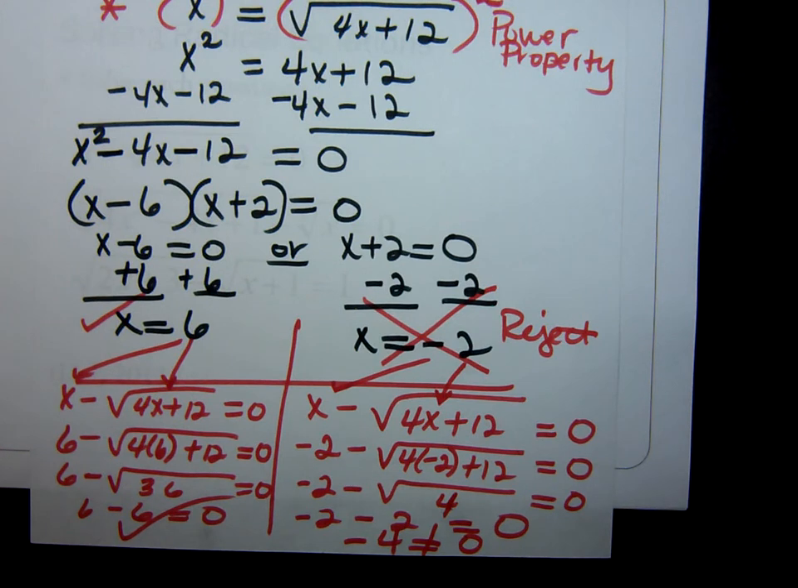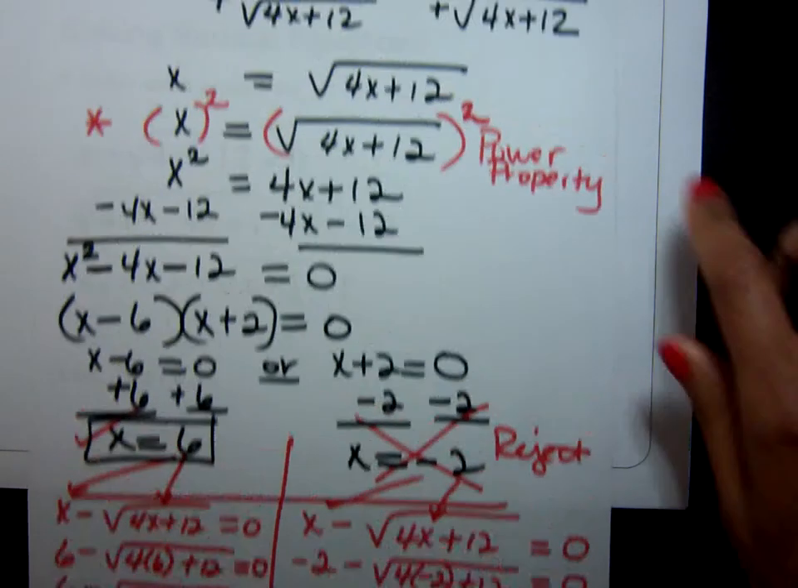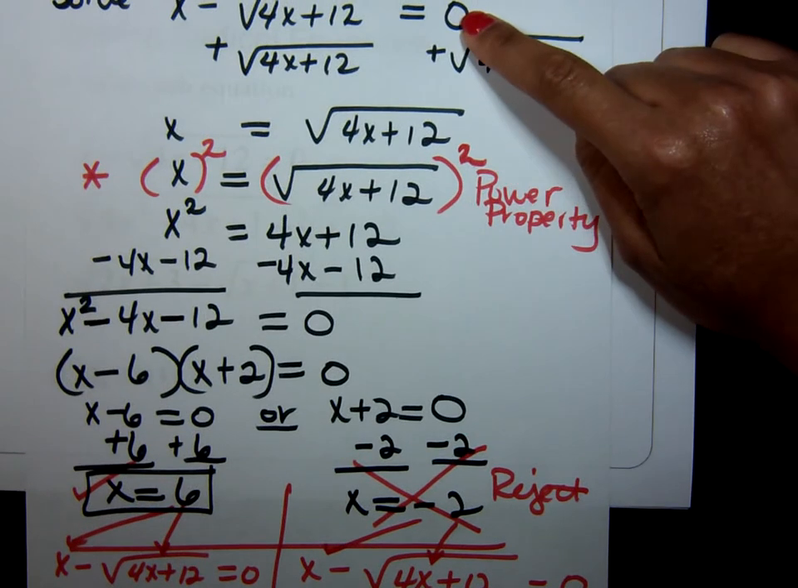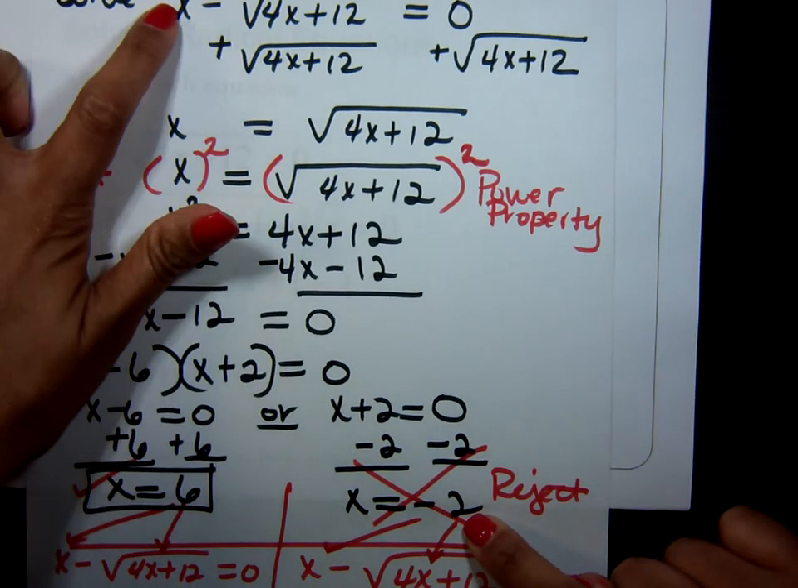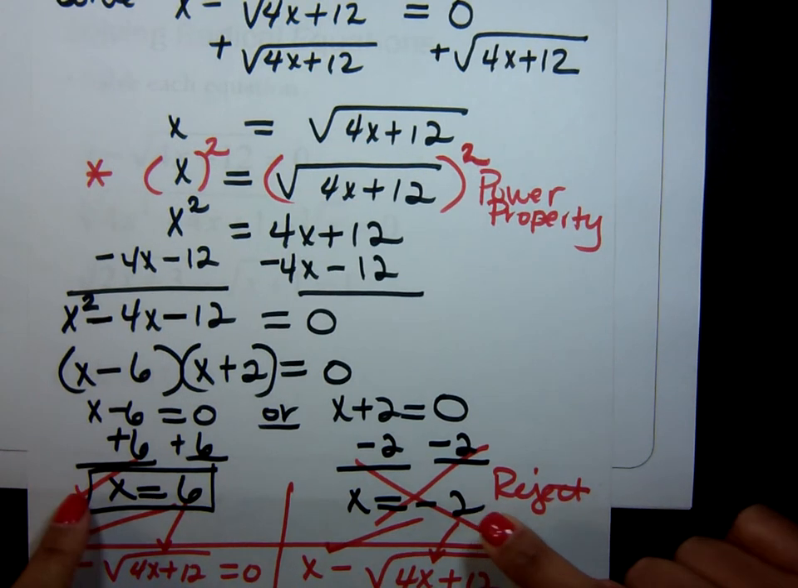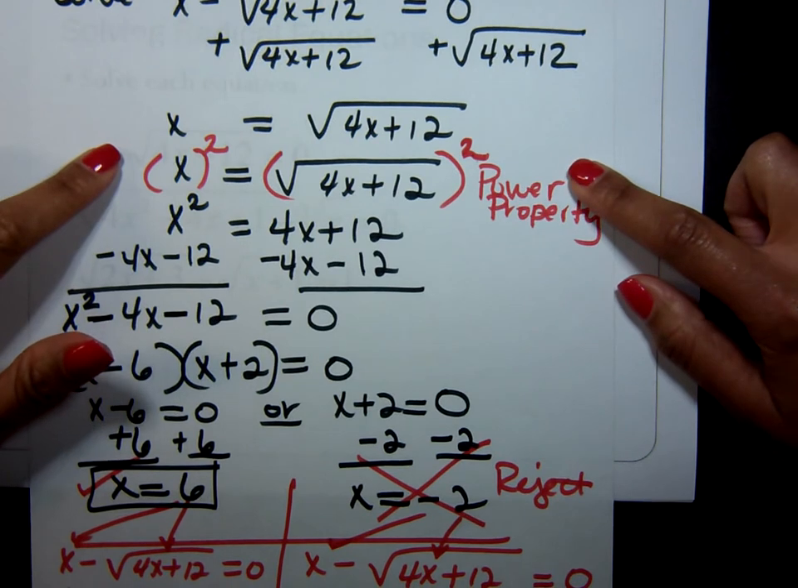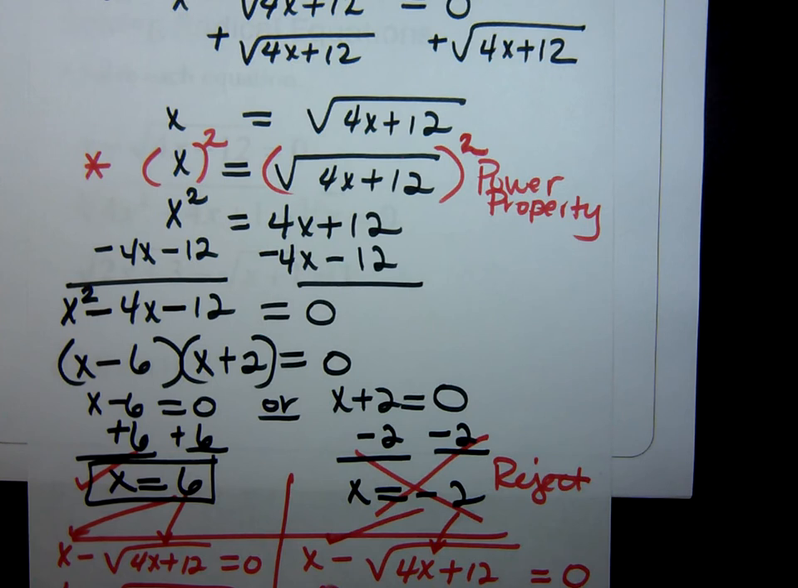Okay? So I only accept one answer, and that is x equals 6. So the only solution to this radical equation is 6. And we see that because negative 2, when substituted back into the original equation, gave me a false statement. So we reject it, and it is not accepted. It's a false solution. And remember, because we are applying this power property, we are sometimes creating more solutions than there are for our original equation, so we must check our answer. Okay? Let's look at another.